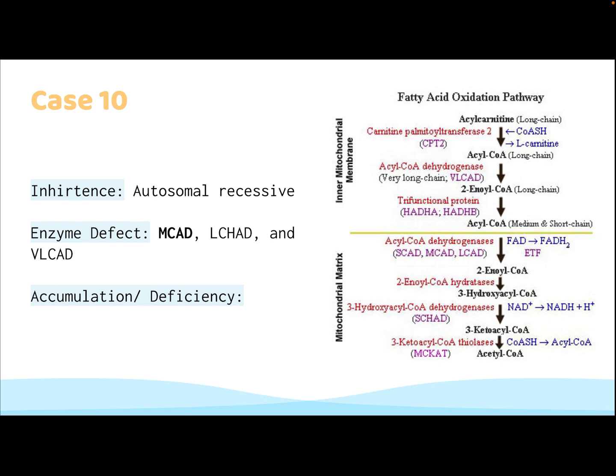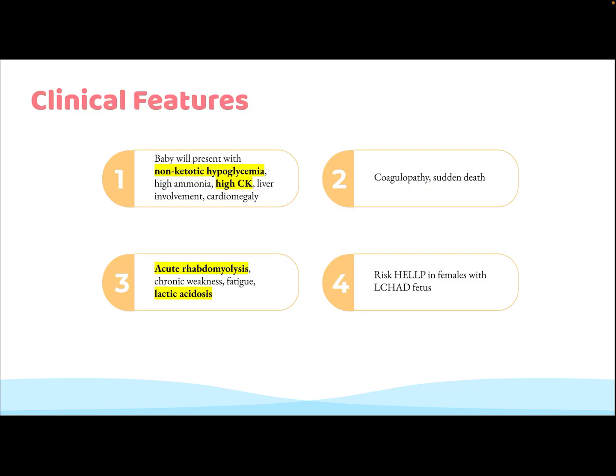There are multiple enzymes that will be defective in those diseases, which are MCAD, LCHAD and VLCAD. The most important thing is to recognize the pattern of fatty acid oxidation, and to know which enzyme is defective. So what are the clinical features of fatty acid oxidation?